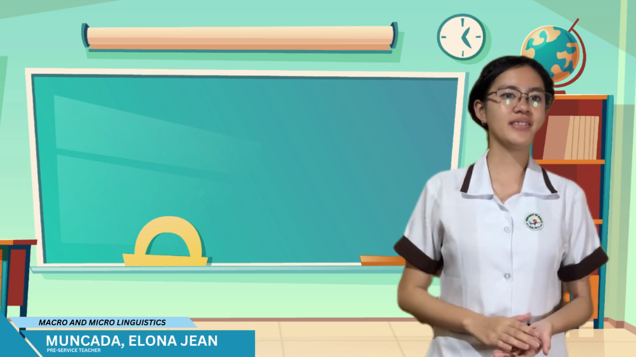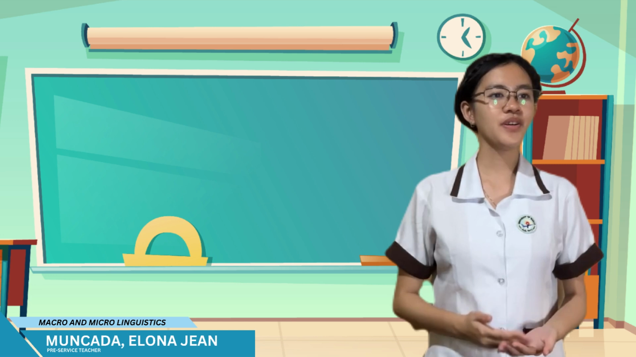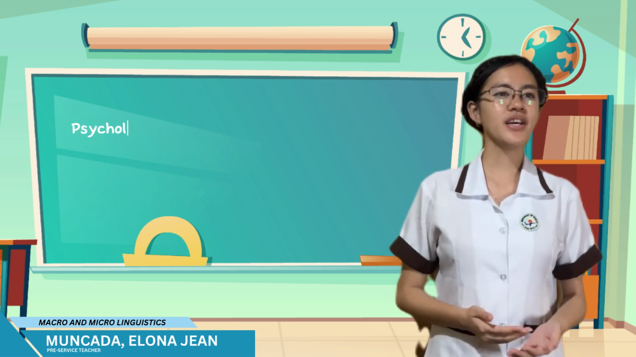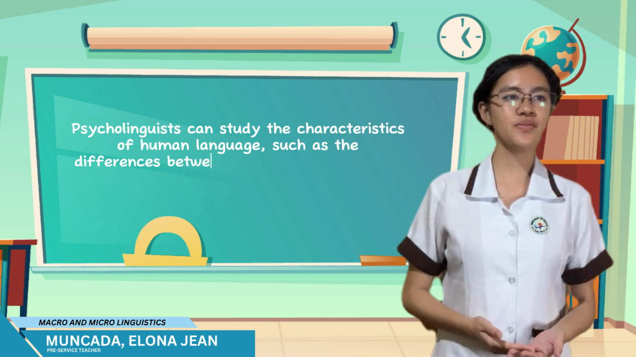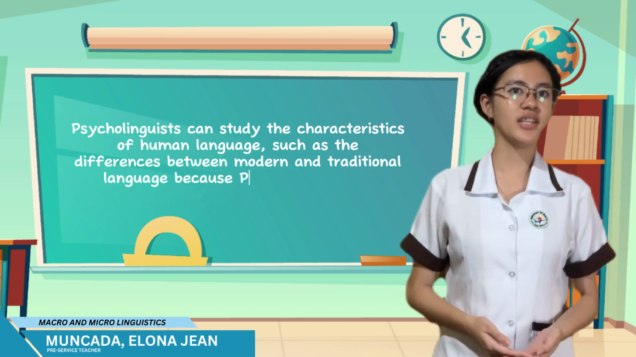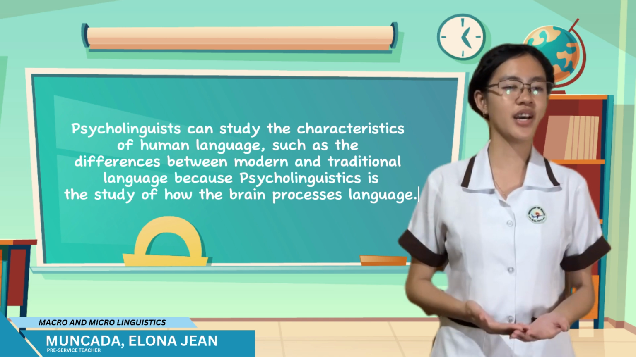To better understand macrolinguistics, how about we relate it to the real world? First is psycholinguistics. Psycholinguists study the characteristics of human language, such as the differences between modern and traditional language, because psycholinguistics is the study of how the brain processes language.